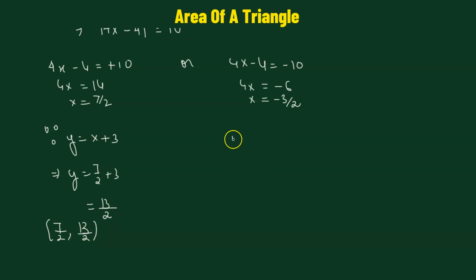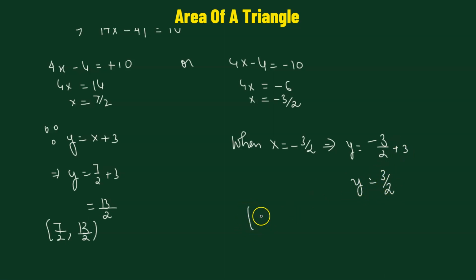And the other possibility is, when we have x equals negative 3 over 2, this means that y will equal negative 3 over 2 added to 3. So y corresponds to positive 3 over 2. So the other coordinate value of the vertex is going to be (negative 3 over 2, positive 3 over 2). So these are the possible vertices of the triangle.